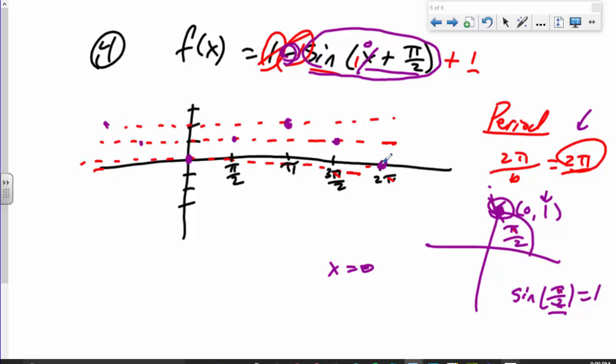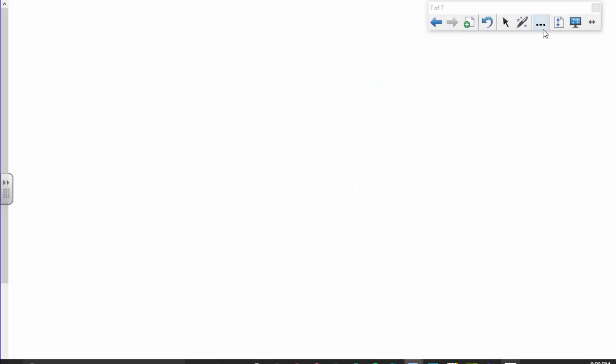Okay, so let's go this way with it. Say this way, this way, this way, this way, and so forth. Something like that, right? It's going to kind of go like that as we go. Okay, so that's what that graph looks like. And we'll go on to the next one.